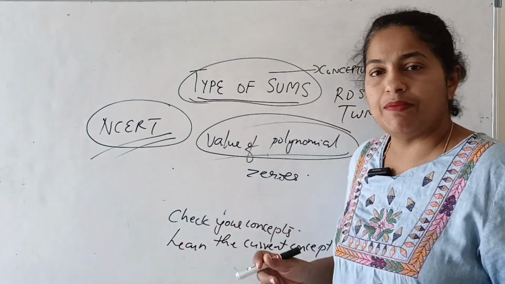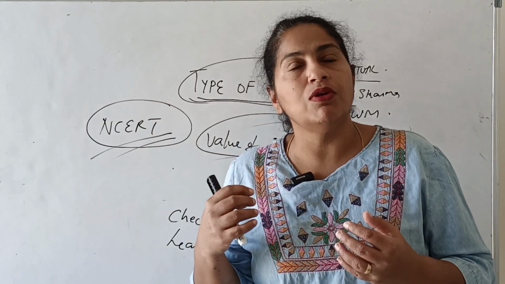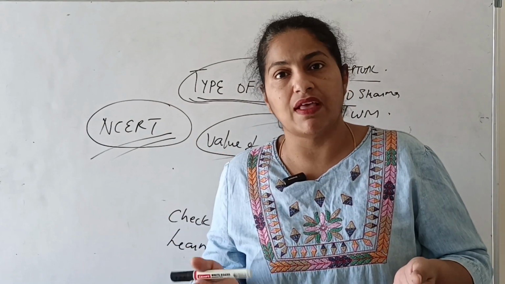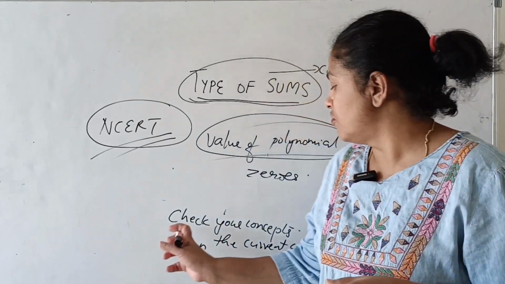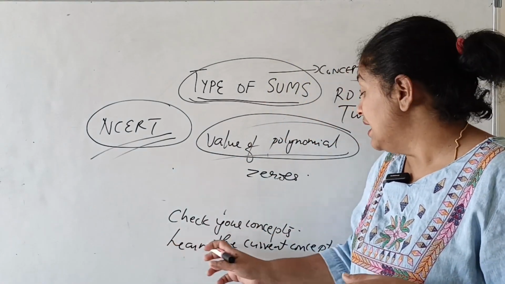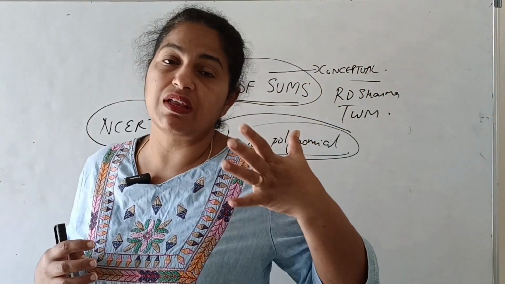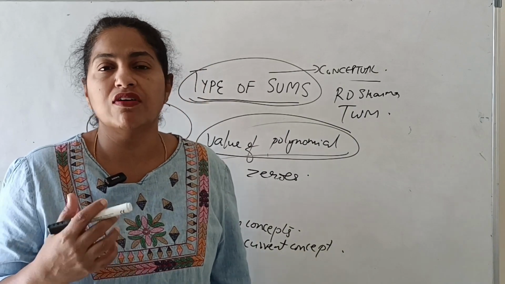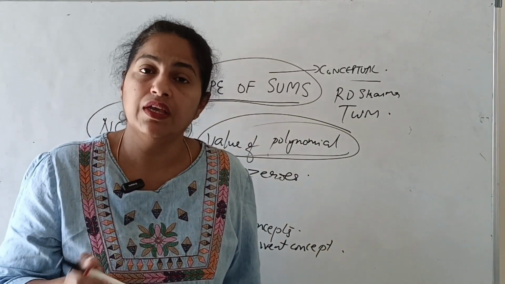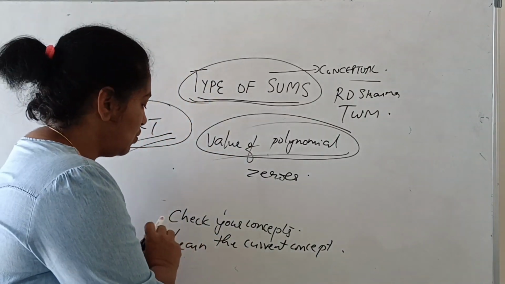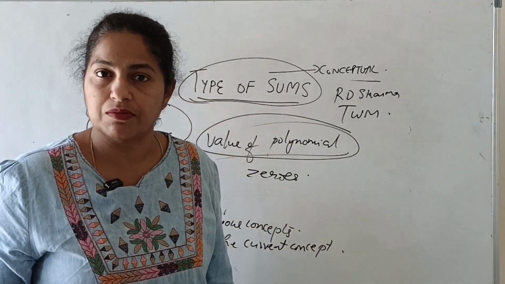So check your concept. It will take hardly 10 minutes. When the teacher is teaching and you are not able to understand at all, if you are blank about what is happening, then you have to go down to your lower class. It is very clear. So check your concept. Learn the current concept. If your previous concepts are very clear, learning the current concept happens directly in the class itself when the teacher is teaching. If you are not like that, go home, check your concept, learn the current concept.